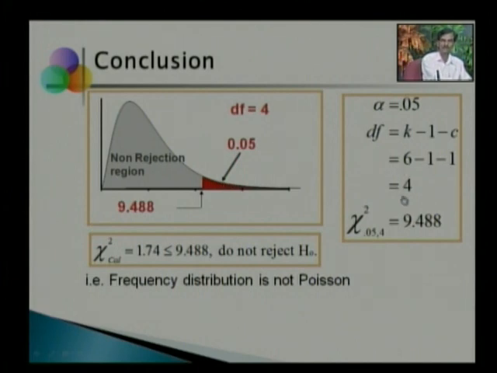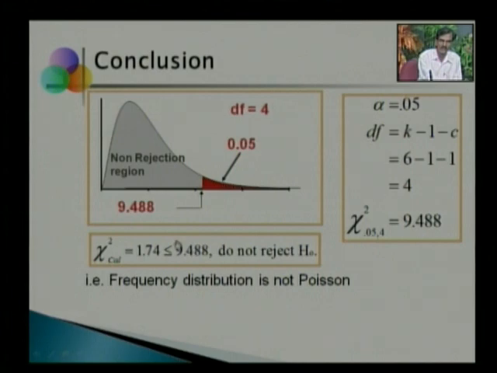So degrees of freedom is 4, and now the tabulated value of chi-square, that is chi-square with 4 degrees of freedom and 5% level of significance, is 9.488. Here again we have the same type of chi-square graph. This red portion is the rejection region, and the gray portion is the acceptance region. The calculated value is 1.74 and the tabulated value is 9.488.